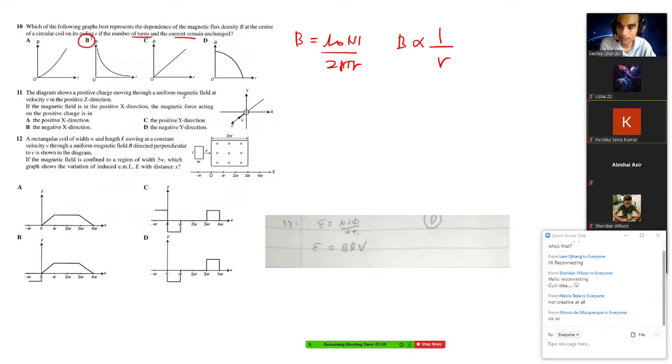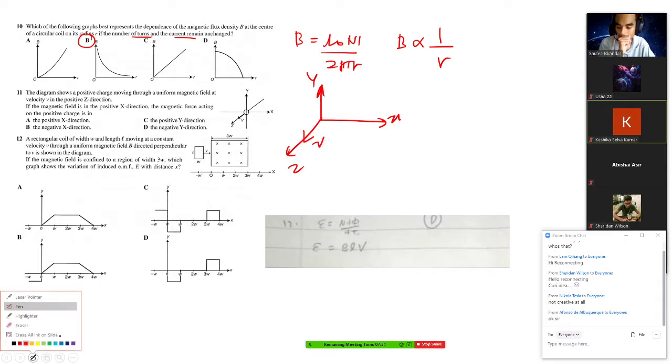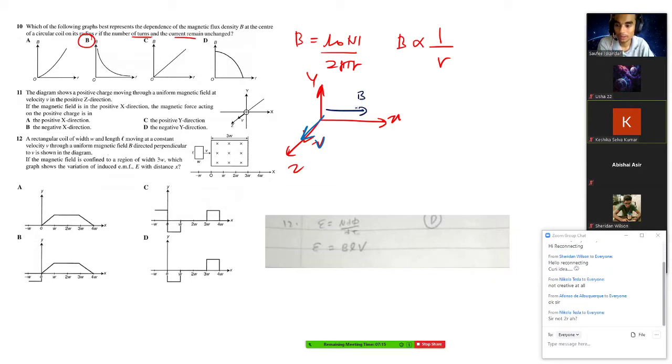The diagram shows a positive charge moving in a uniform magnetic field at velocity v in the positive z direction. So this is one axis, the second axis goes here, with z as the third axis, and v goes down there. Okay, this is v. The magnetic field is in the positive x direction, so the magnetic field B goes in this direction. Okay, where will the magnetic force be?